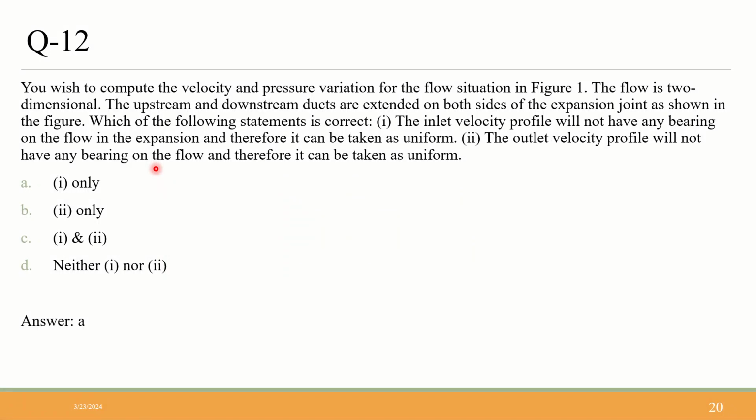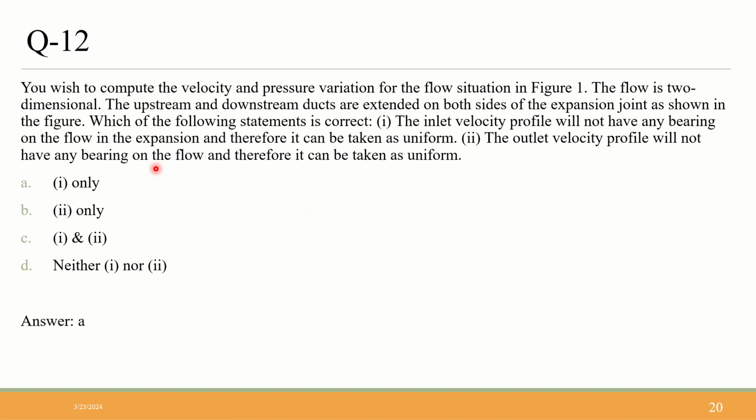Therefore, we cannot say that the outlet velocity profile will not have any bearing on the flow and therefore it can be taken as uniform, which is a false statement. The outlet velocity profile cannot be taken as uniform because it will have some bearing on the flow. Therefore, it is a false statement. So, the first statement is right, the second statement is false.